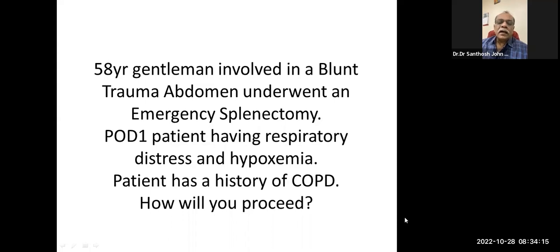Number one, the slide shows that the patient underwent splenectomy as an emergency for an abdominal trauma, and patient has chronic COPD. These are the two pieces of information I have got, and we are on the first day with a respiratory distress and hypoxemia. My take on this will be, normally in a trauma setting, we don't go ahead with a splenectomy unless and until it's a grade 4 or a grade 5 splenic trauma.